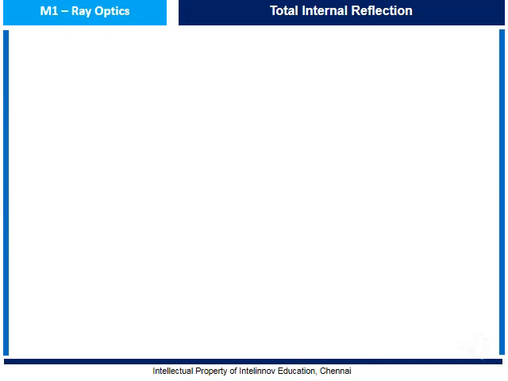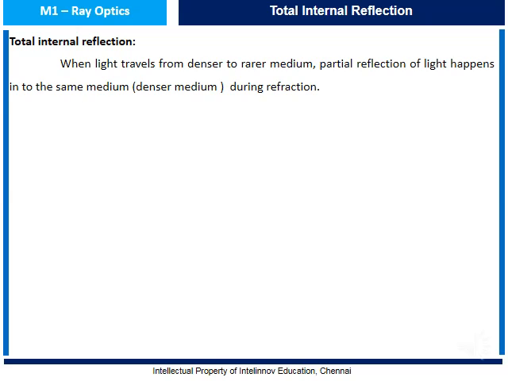Now let us understand total internal reflection. When light travels from a denser to a rarer medium, partial reflection of light happens into the same medium, that is, within the denser medium, during refraction. That is, both processes do happen. A part of light is refracted, whereas part of light is reflected back into the same medium.